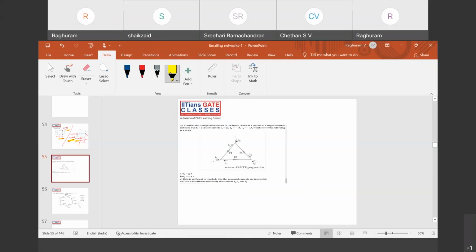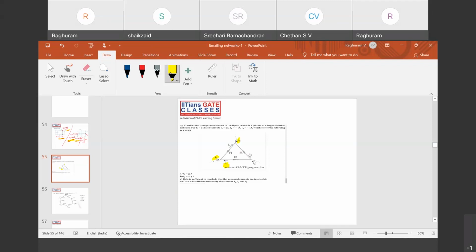Check this. What are all given? R is given as 1 ohm. I1 is given. I4 is given. I5 is given. So can you find I6 and I3? Can you find any of these? That is not there, then C or D can be the answers. Try to find I6 or I3.